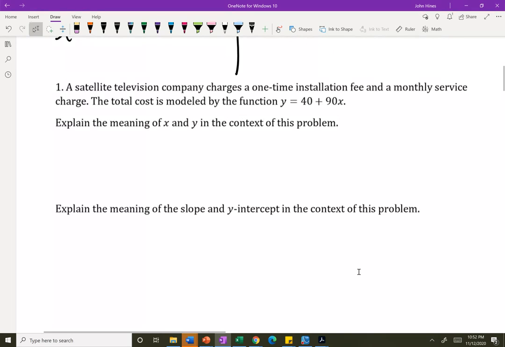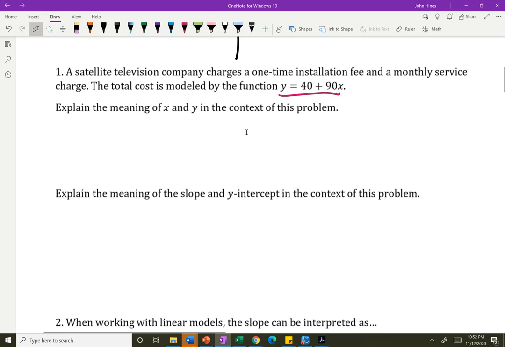So a satellite TV company is charging a one-time installation fee and a monthly service charge. The total cost is modeled by this function here, y equals 40 plus 90x. So explain the meaning of x and y in the context of this problem. So what am I modeling here? I'm modeling the cost. So y is the total cost.